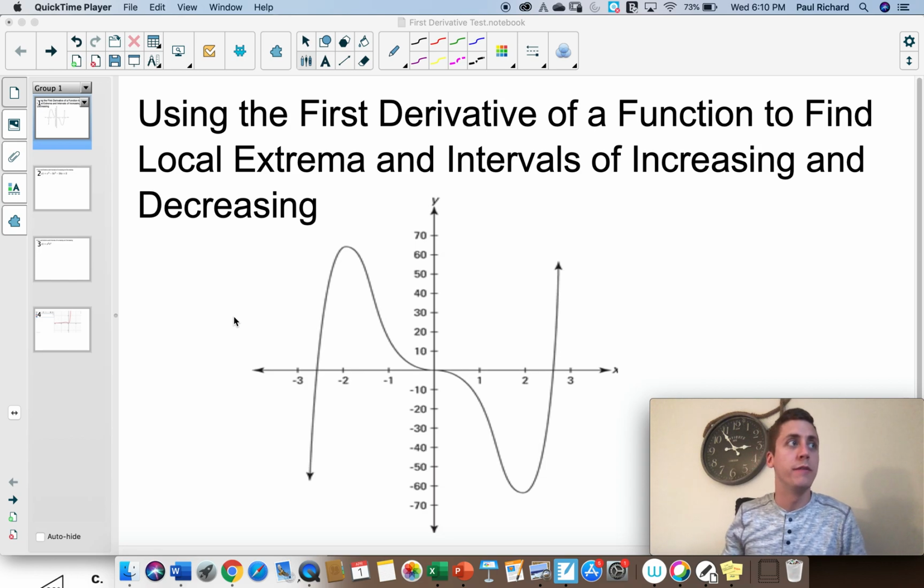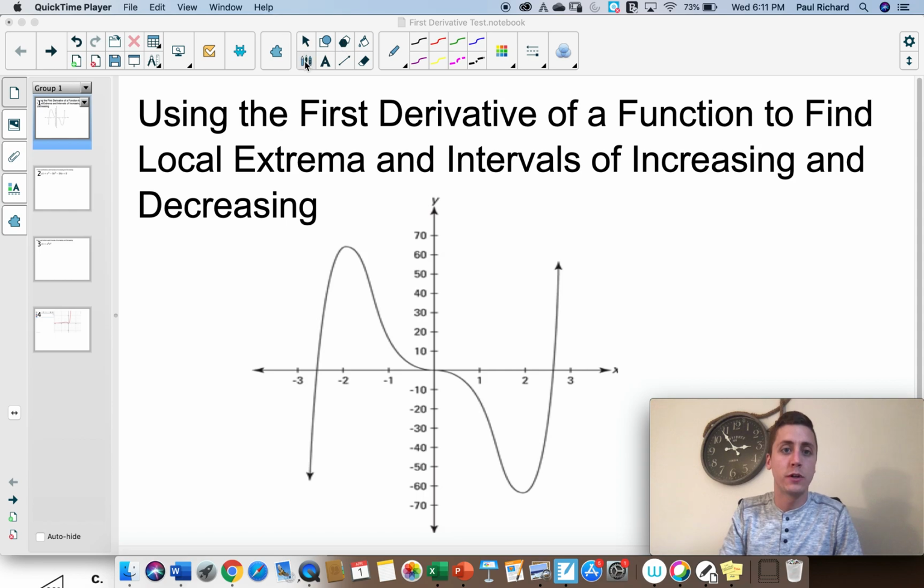We're going to focus on the first derivative test today. The question that we're going to answer in this section is, using the first derivative and everything we know about it, power rule, product rule, derivative of e functions, we're going to use the first derivative of a function to find local extrema. We'll talk about what that means in a second. And intervals of increasing and decreasing.